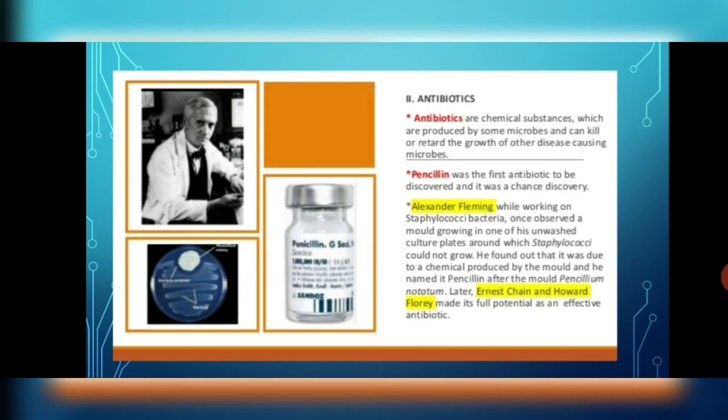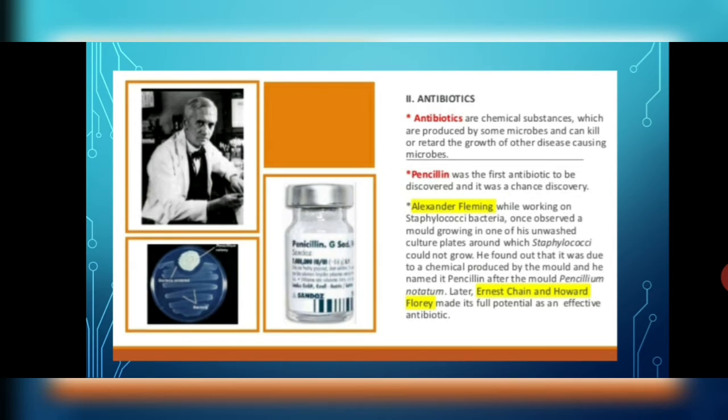Next industrial production is the production of antibiotics. Antibiotics, children, are the chemical substances which are produced by some microbes and which can kill or at least retard the growth of certain microbes. The first antibiotic that was discovered was by Alexander Fleming.